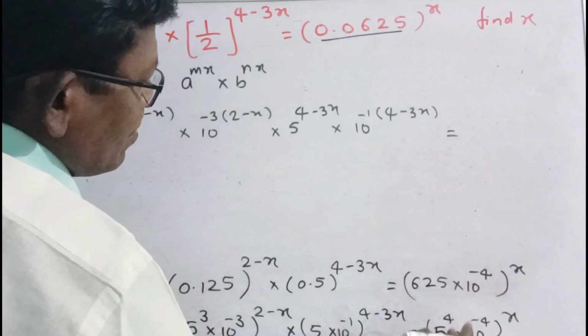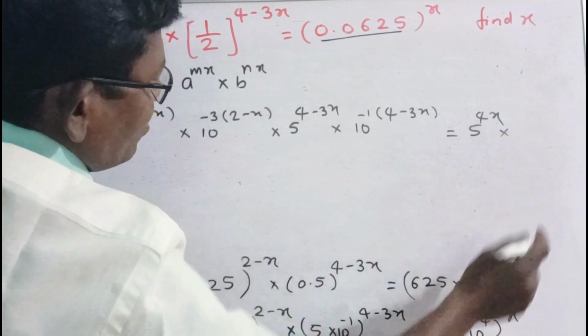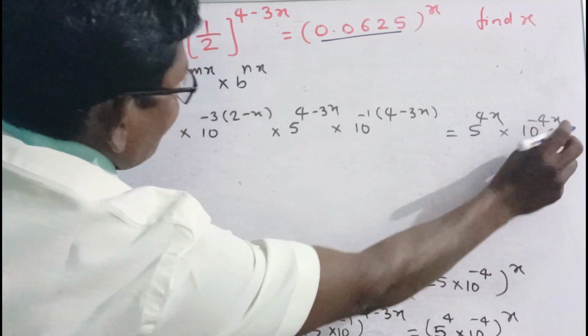is equal to 5 raised to the power 4x into 10 raised to the power minus 4x.